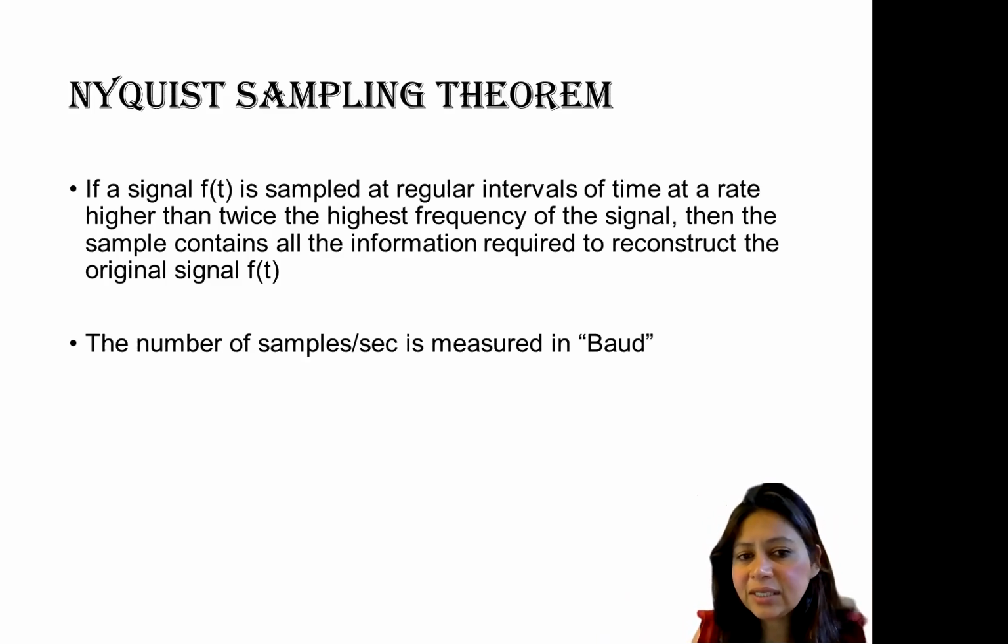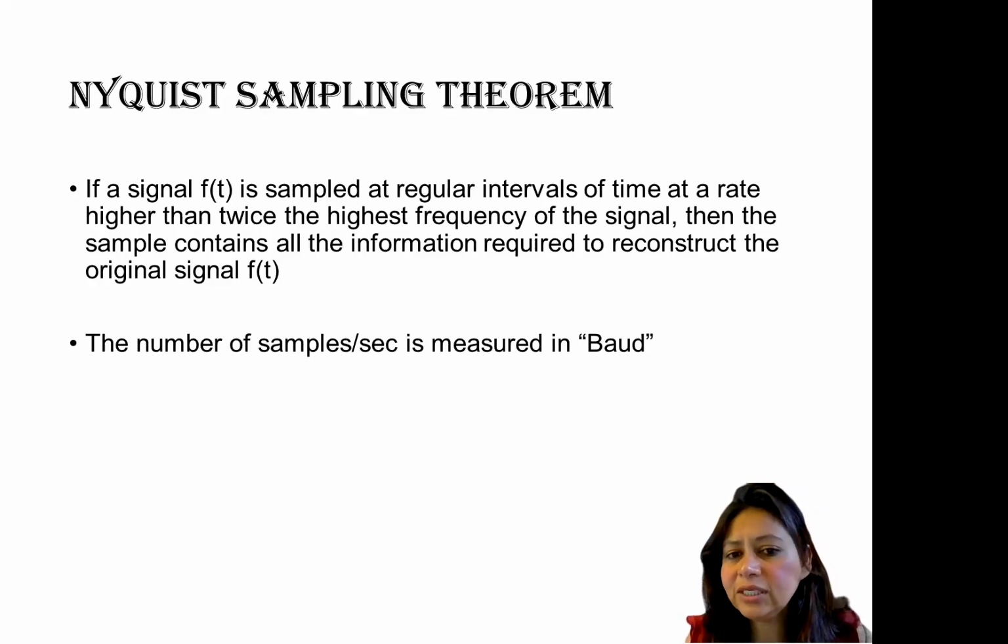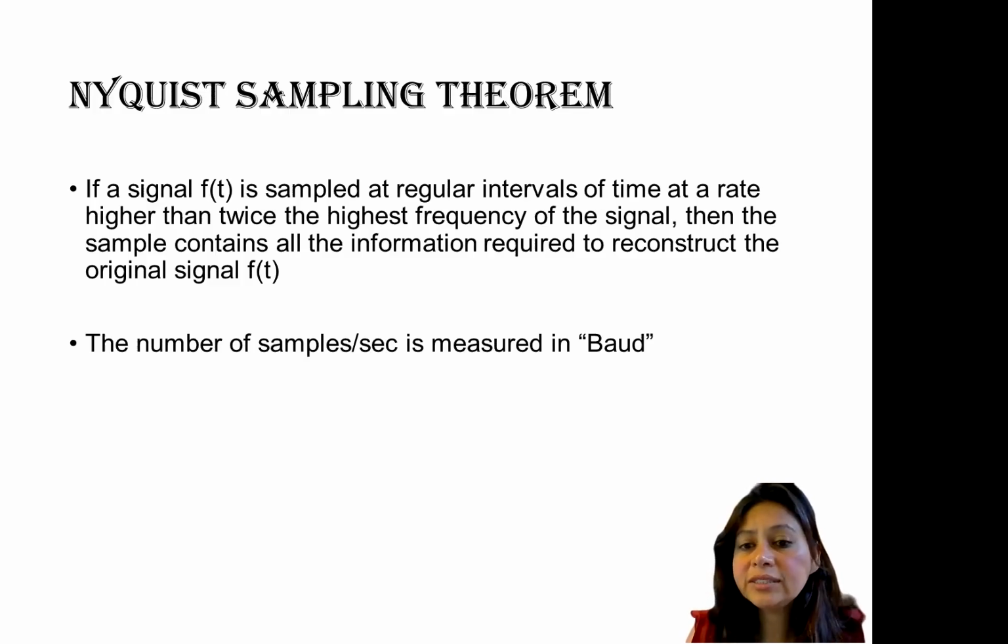So it says if a signal f of t is sampled at a regular interval of time at a rate higher than twice the highest frequency of the signal, then the sample contains all the information required to reconstruct the original signal f of t. So this sampling at a rate higher than twice the highest frequency of the signal is important.